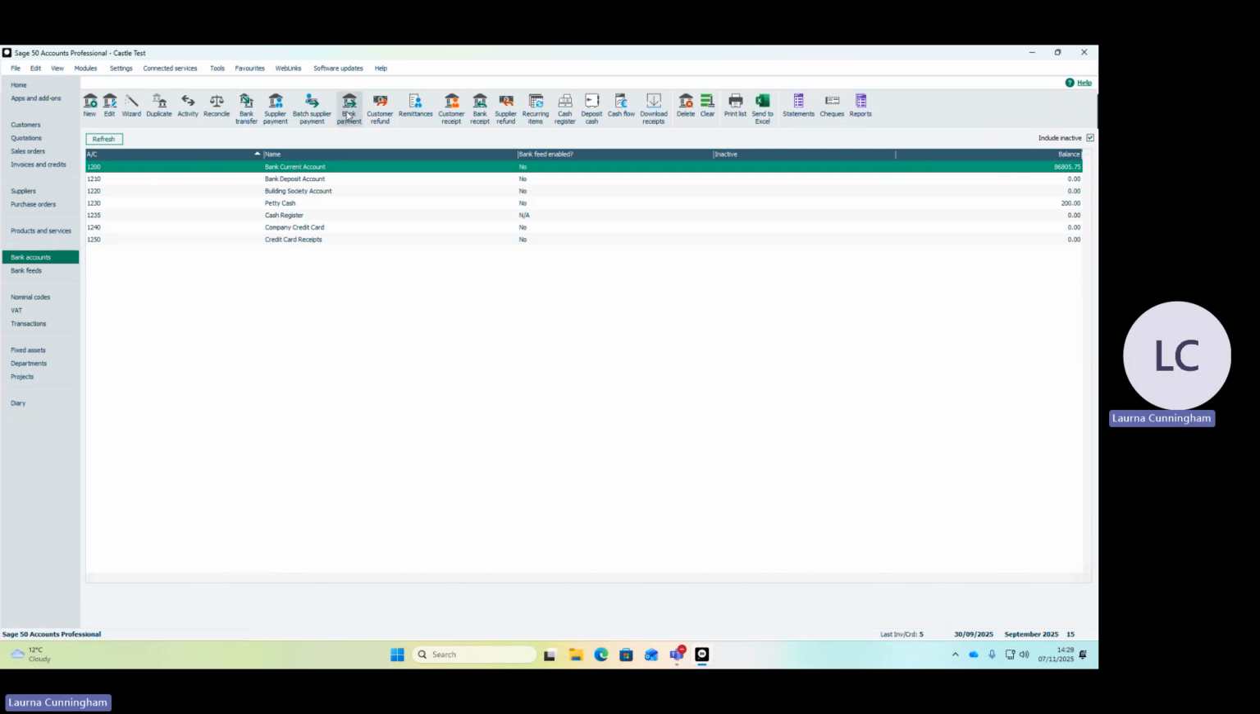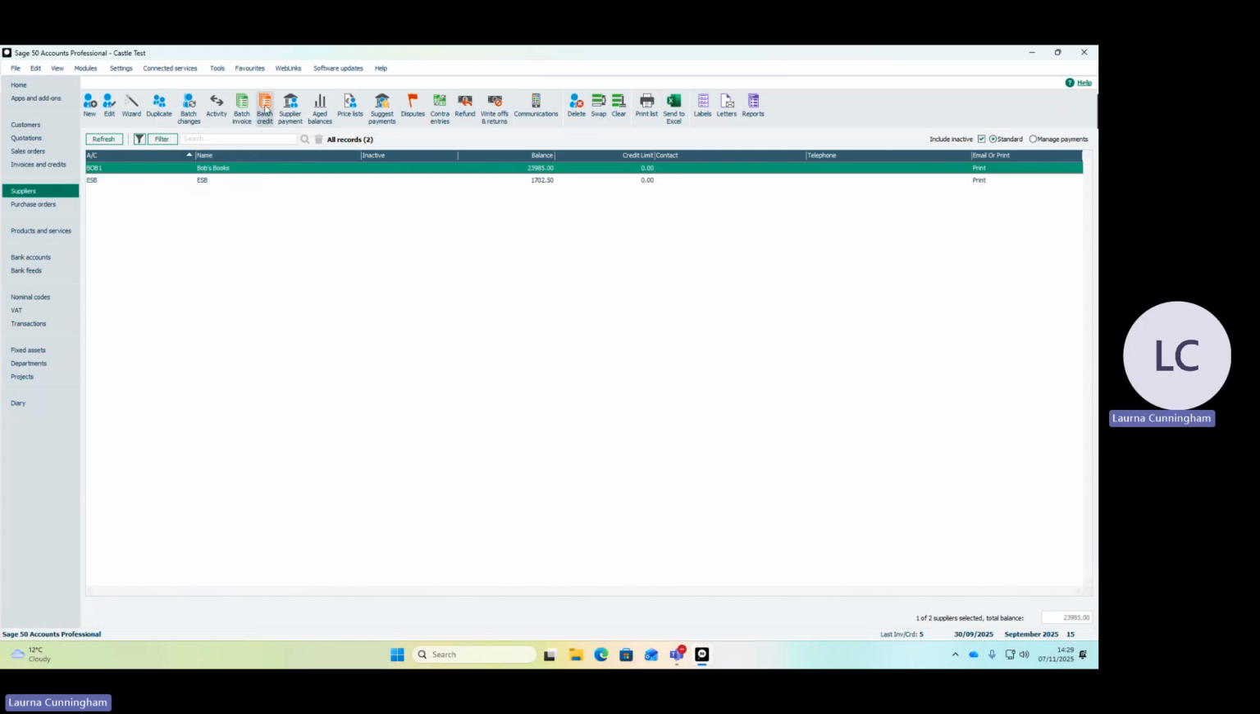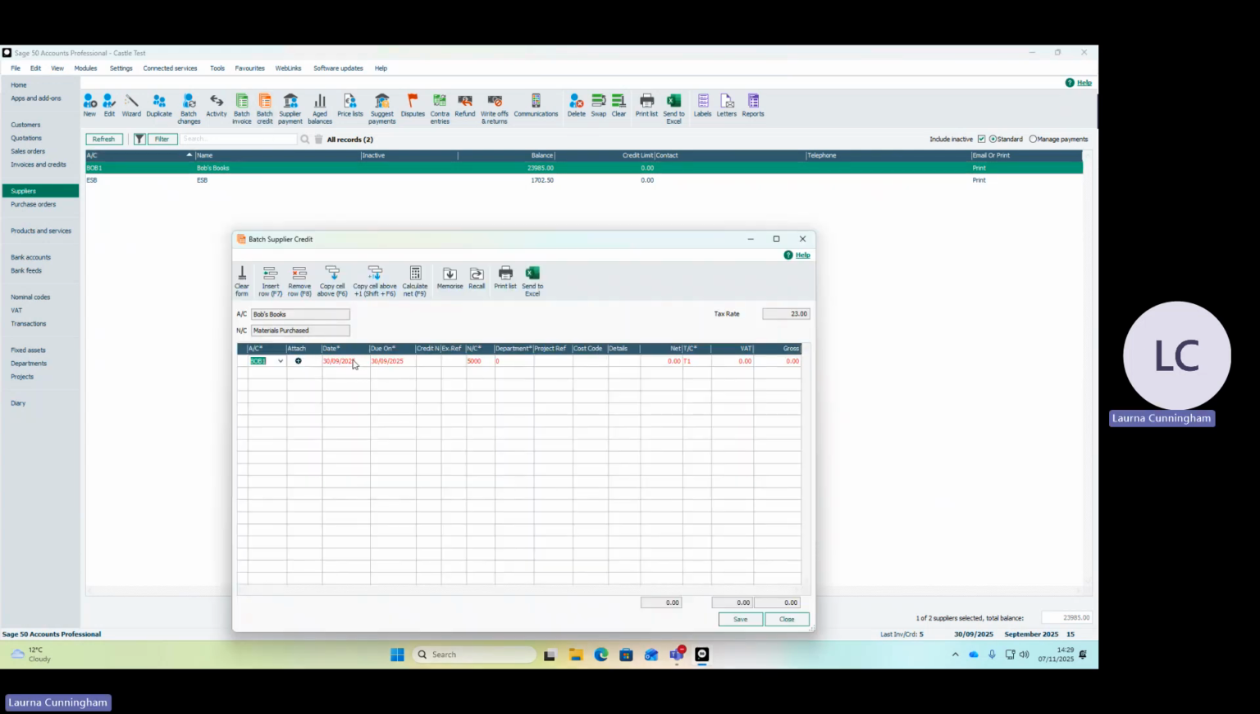The next thing that I want to do is deal with payments that I made to my suppliers. So I just want to double check within my suppliers, I didn't enter a credit note. So I'll do a credit note just to show it. So back into suppliers and batch credit. And we had a credit note with Bob, and we'll say on the 15th of the 9th, 2025, materials purchased, I returned 180 euros worth of goods to Bob. Okay, so save.